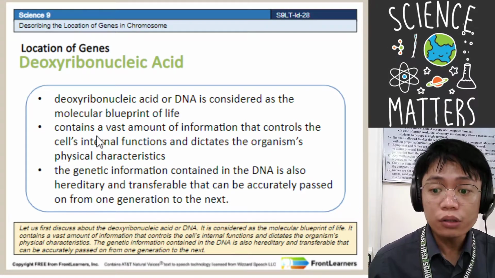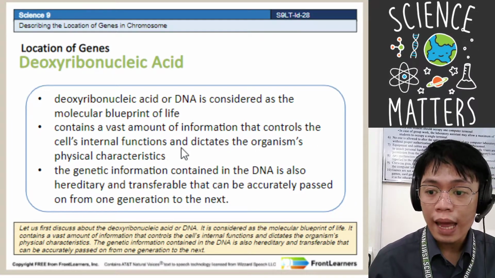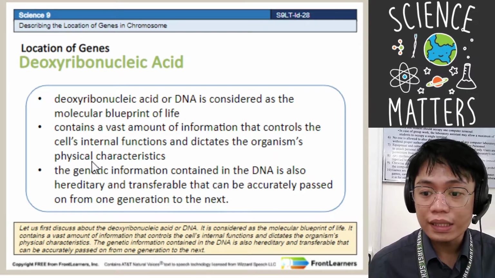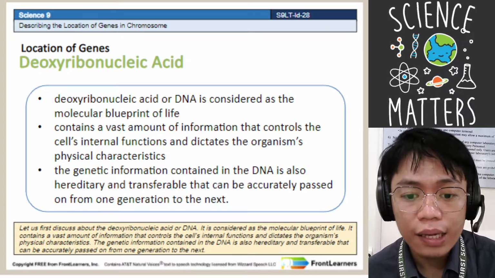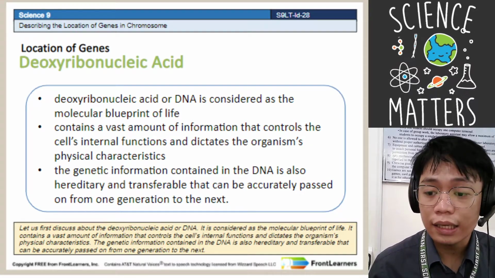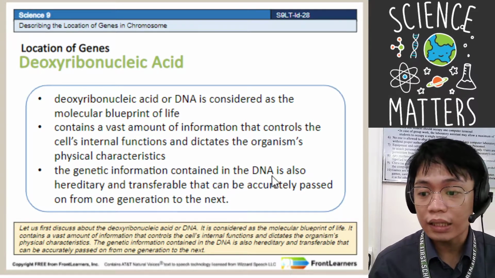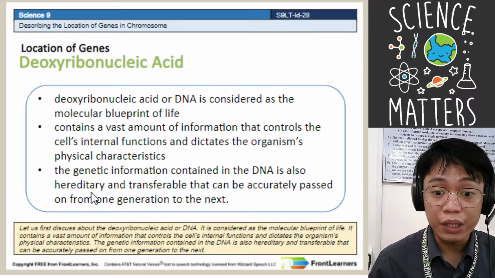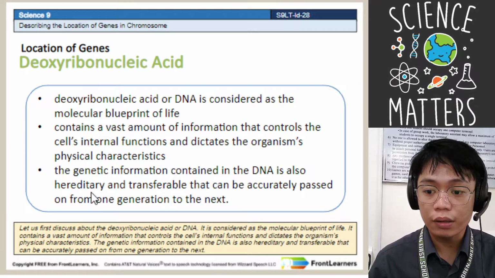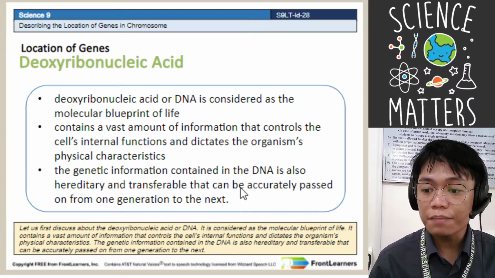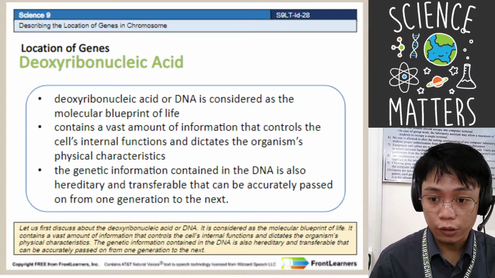It also contains a vast amount of information that controls the cell's internal functions and dictates the organism's physical characteristics. So that's why masasabi natin na kamukha mo yung parents mo dahil sa tinatawag nating DNA. Okay? The genetic information contained in the DNA is also hereditary, meaning it can be passed through, or was passed by, our parents. And it is transferable, that can be accurately passed on from one generation to the next generation.